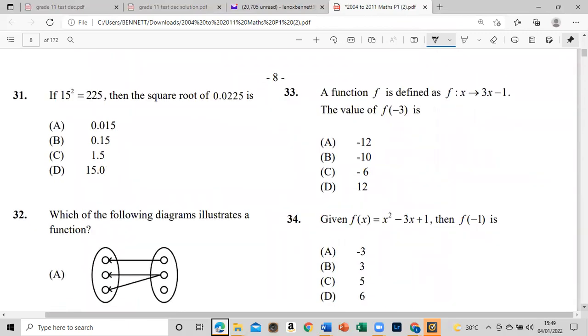If 15 squared is equal to 225, then the square root of 0.0225 is... Let me see. Square root. We should multiply by its four decimal places. 1, 2, 3, 4. All right, so that will be 0.15.